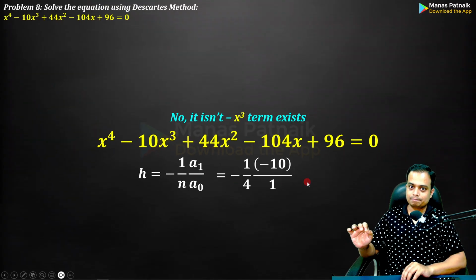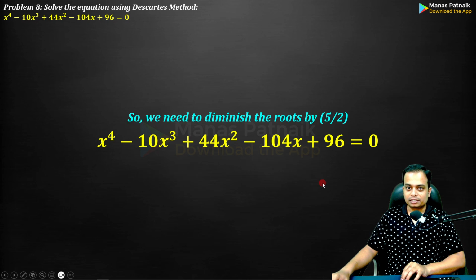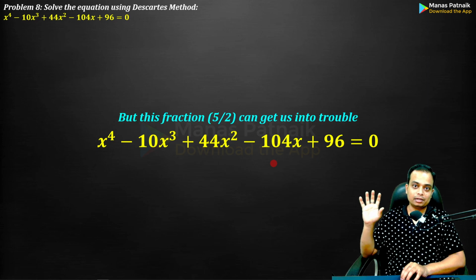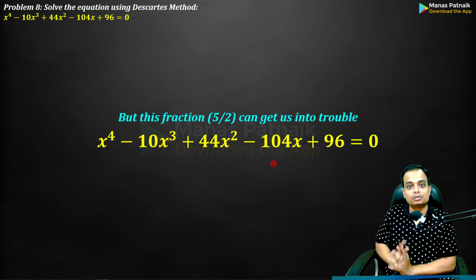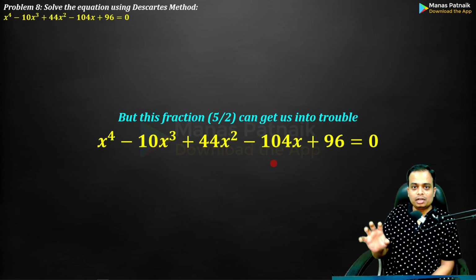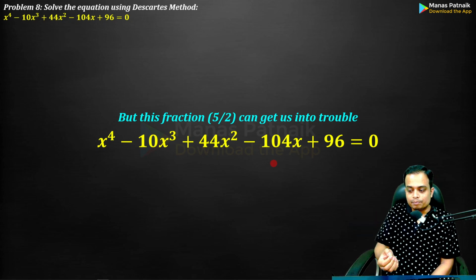This gives us a fraction 5 by 2. That means when you diminish the roots by 5 by 2, automatically this x cube term is going to disappear. But we've got a fraction, and whenever you see the value of h as a fraction, you may get into trouble if you straight away apply the diminishing of roots concept. That means you can use the synthetic division technique, and then you can note down all the remainders one by one, arrange them in proper sequence, and that will get you the equation.